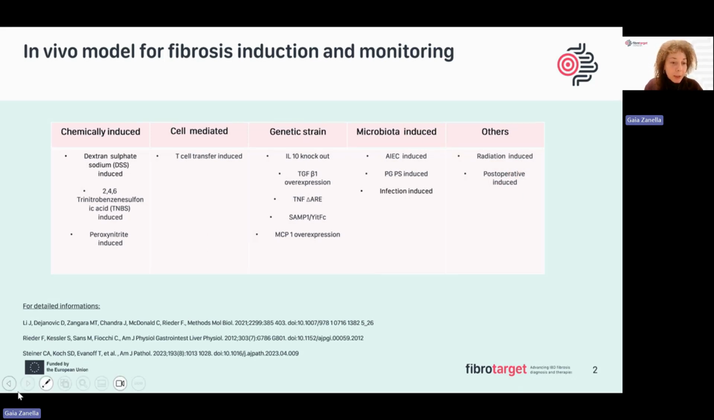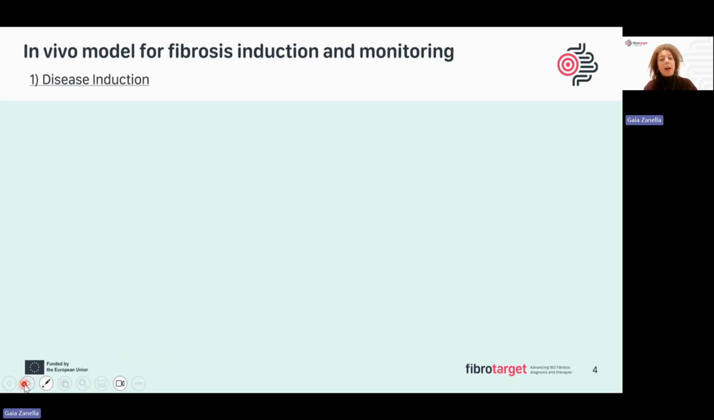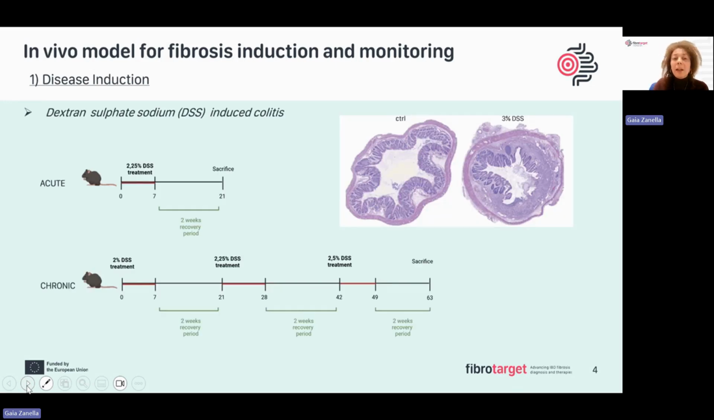So today I will mainly focus on the DSS and TNBS induced models, and then I will also present you a model that we are using in our lab, which is the TNFΔARE mice. First of all, I will start with how we can induce the disease, and I will start with the DSS model. Again, as I said before, DSS is a chemical that can disrupt the tight junctions of the epithelium and thus induce a more loose intestinal epithelium, which will then trigger the inflammatory response.